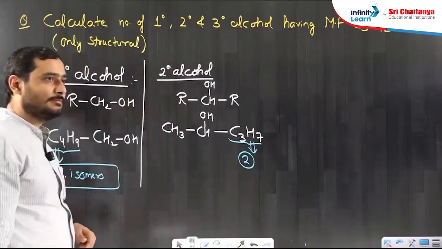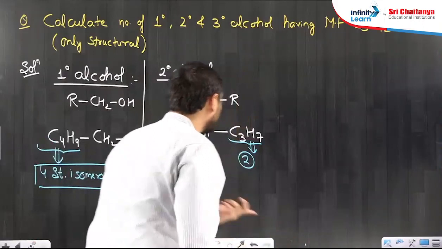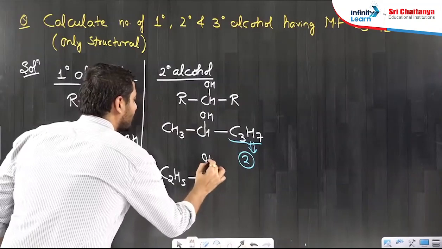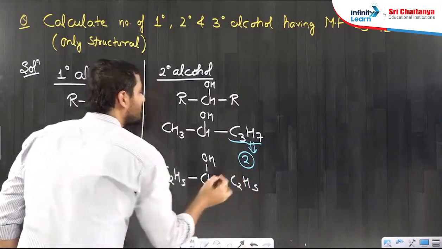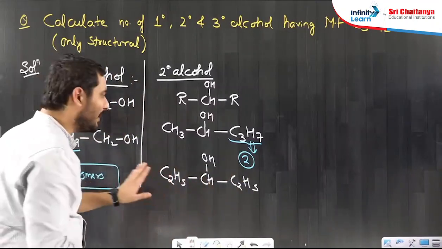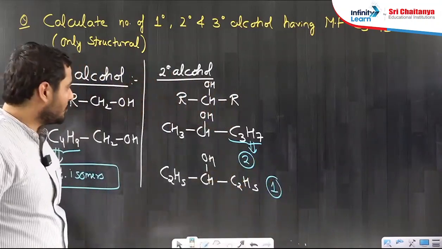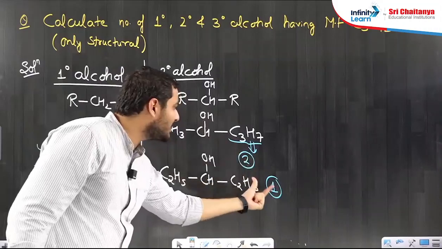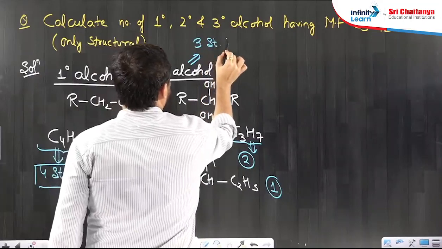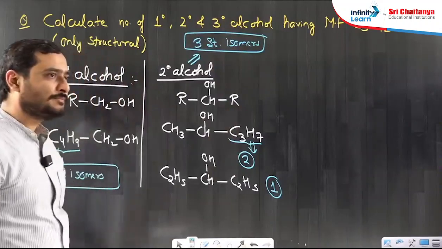Now for C3H7, how many isomers are possible? 2 isomers are possible. Now next case is, it is not necessary that only CH3 can be present here. We can write C2H5 also. And here CHOH. So here also what is present? C2H5, because total carbon atoms are 5. 2 plus 2, 4. 4 plus 1, 5. In C2H5 there is no isomerism possible. So only this one structure is possible. So how many secondary alcohol are possible? 2 plus 1, 3. So for secondary alcohols, 3 structural isomers are possible.